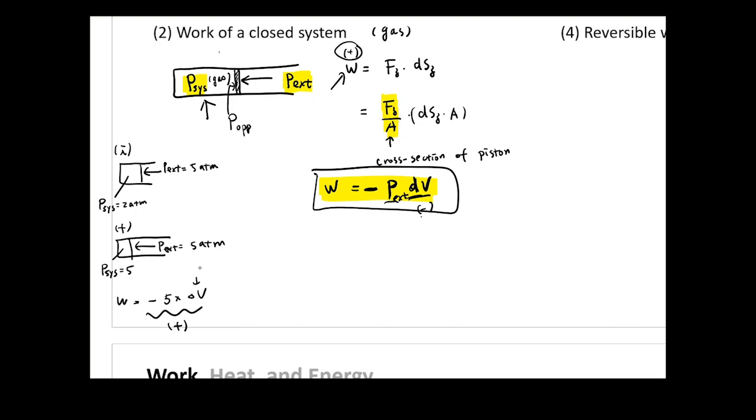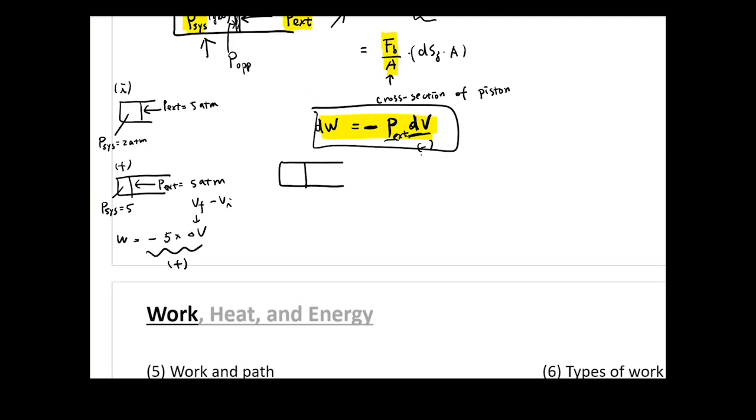So delta V is Vf minus V initial of your system. The V is actually for your system. That's the first example I want to give. Okay, the second example is the opposite. If today your P system is 5, your P external is 2. Okay, so assuming that's your initial state.